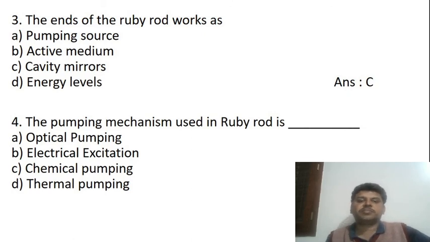Next one: the pumping mechanism used in the ruby rod is, among optical pumping, electrical excitation, chemical pumping and thermal pumping, optical pumping. Here the photons are released from the xenon flash lamps. It carries the energy in the form of photons, that is, in the form of light energy. So that is what we call optical pumping.